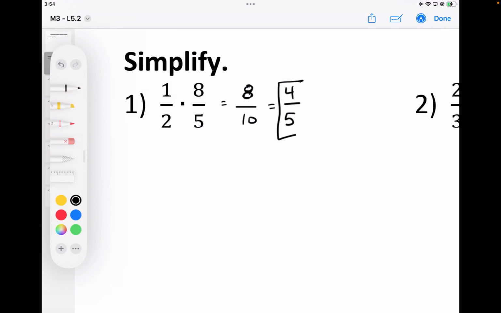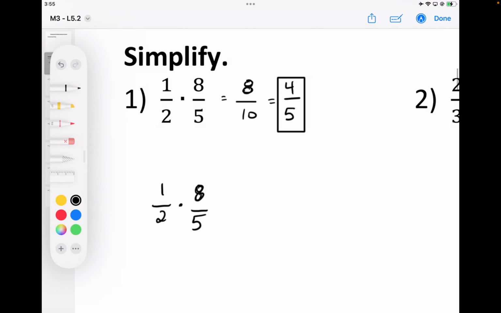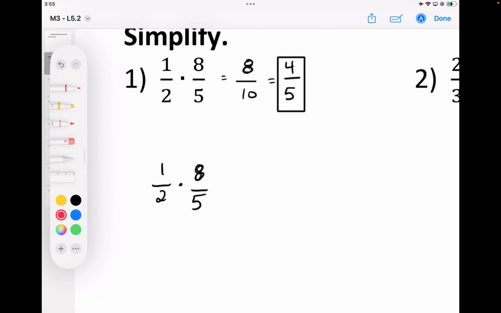Now, that's great, but I want to show you another method of approaching the same problem where you actually simplify before you multiply. This will be really helpful when we introduce variables into our multiplication. It makes it a lot easier if you simplify before you multiply straight across. So I'm going to look at any numerator that has a common factor with any denominator. So the 8 and 2 have a common factor of 2, so I can divide them both by 2 and then multiply straight across. So 1 times 4 is 4, 1 times 5 is 5, and you've got your final answer.